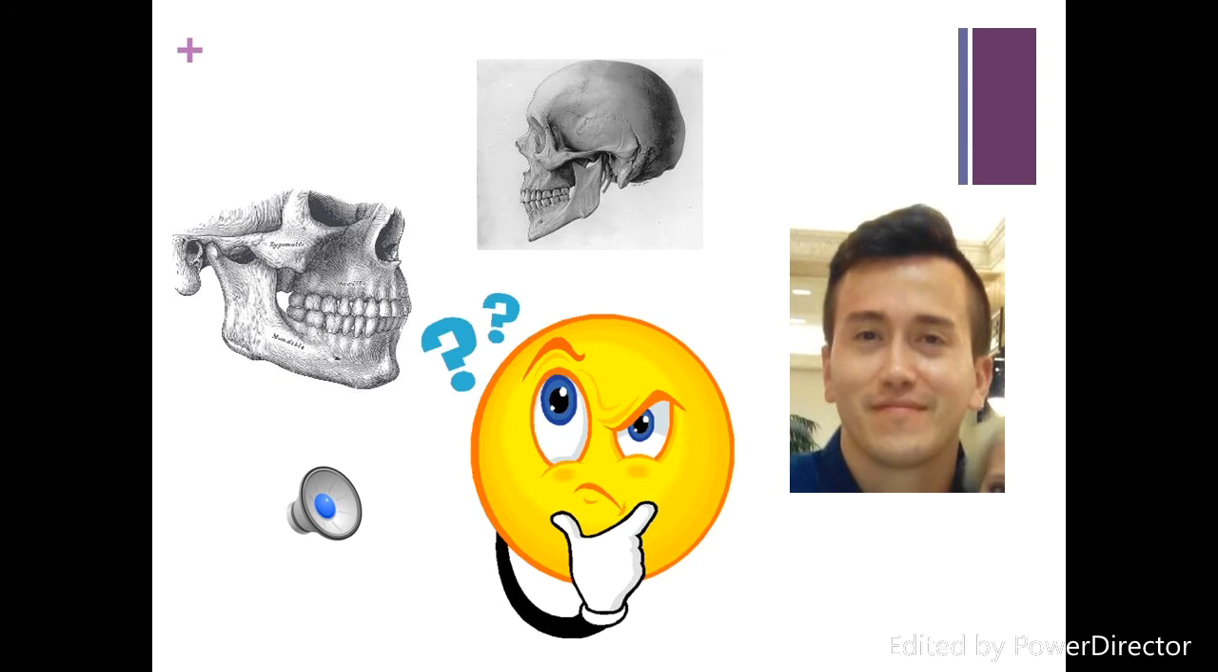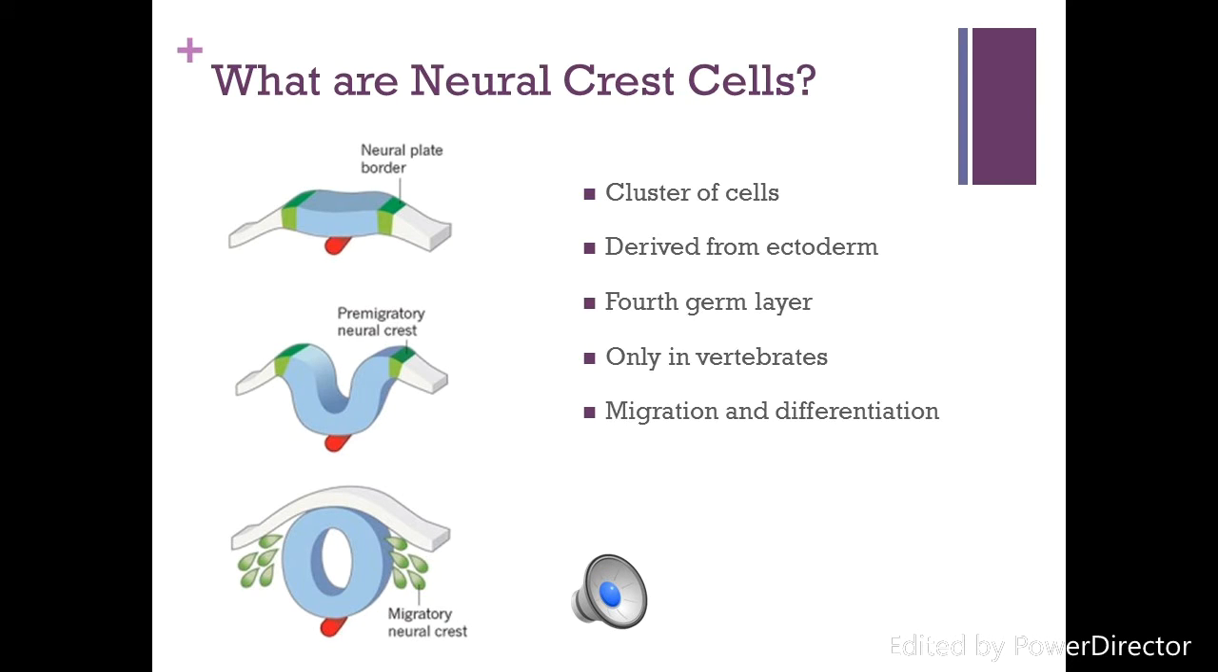Have you ever wondered how your jaw became your jaw, your face became your face, or even your skull became your skull? All of these are formed from the neural crest cells. So what are the neural crest cells? Neural crest cells are a cluster of temporary cells that are used to make other cell types.